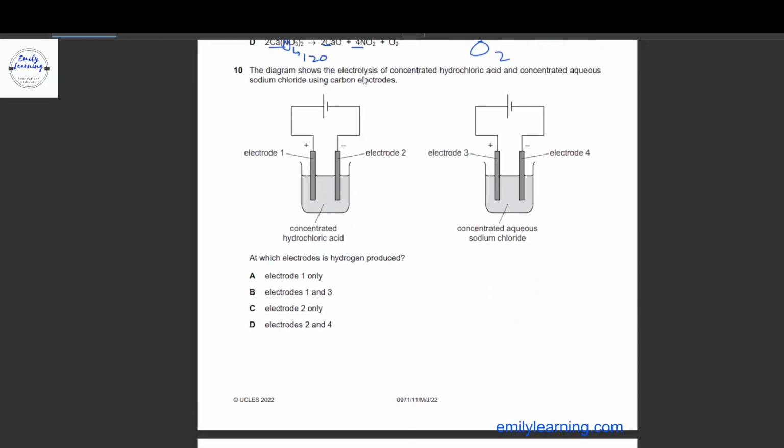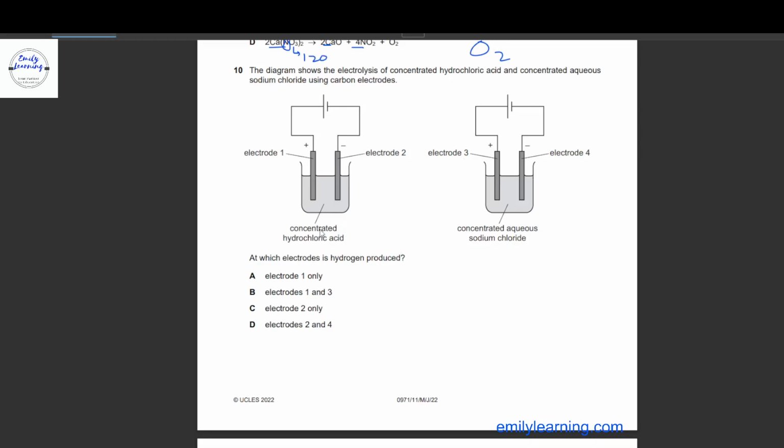Number 10, the diagram shows the electrolysis of concentrated hydrochloric acid and concentrated aqueous sodium hydroxide using carbon electrodes. At which electrode is hydrogen produced? Okay, so now let's take a look at this.